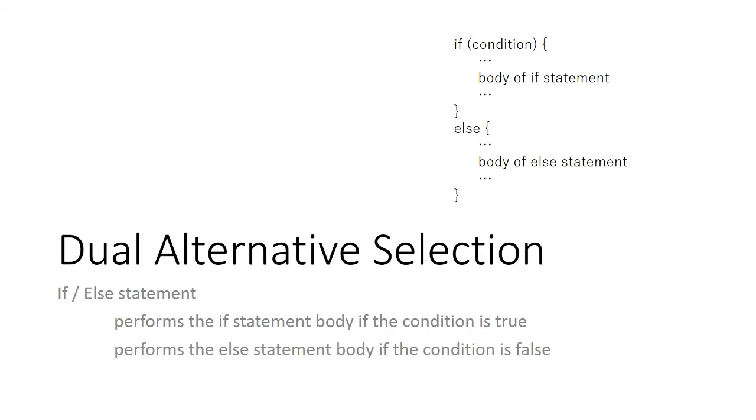Now, a dual alternative selection is where we add an else clause. So here we're saying if some condition is true, I want to execute all of the lines of code that are within the curly braces that follow my if statement. Otherwise, my else statement, if this condition is not true, then I want to execute all of the lines of code that are in my else body. So they are associated with my else clause and the opening and closing curly braces of the else.